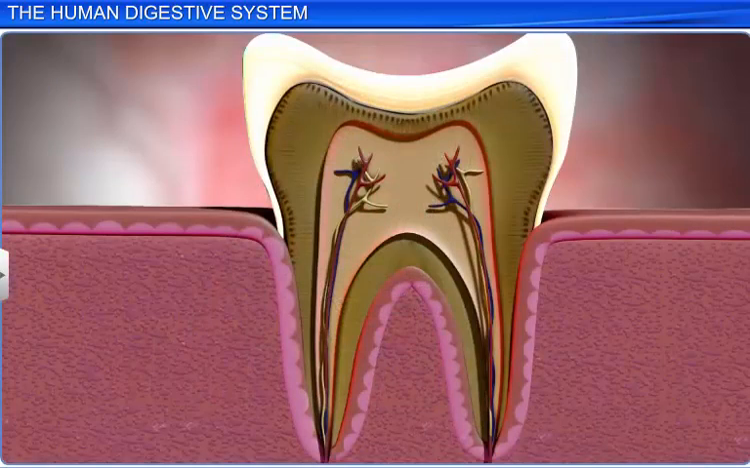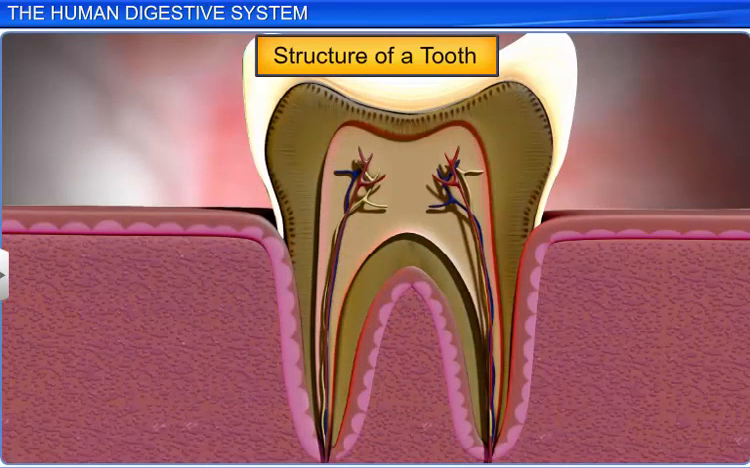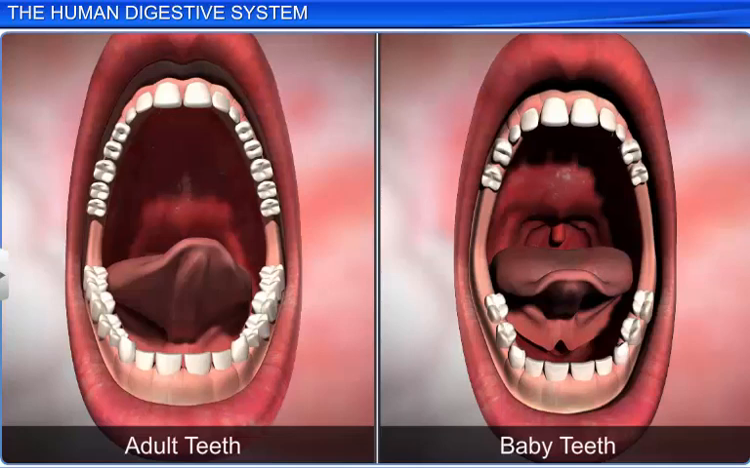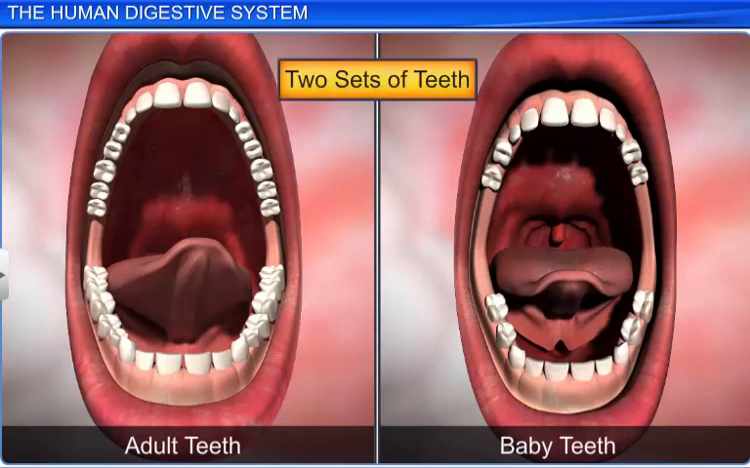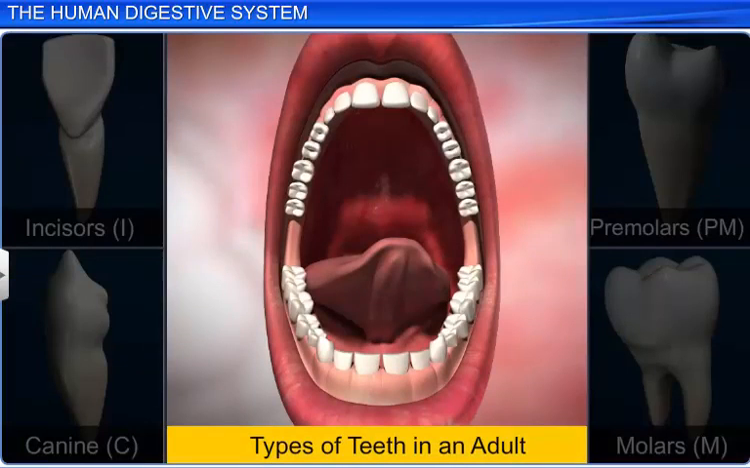The hard, chewing surface of the tooth, made up of enamel, helps in chewing and breaking down of food. Interestingly, human beings develop two sets of teeth during their lifetime and are hence known as diphyodont. The permanent teeth in adults are of four types.